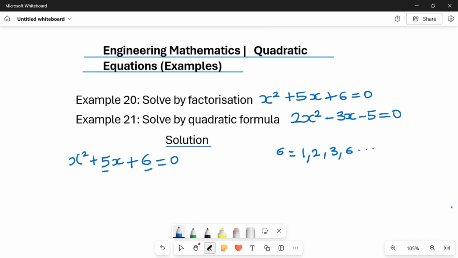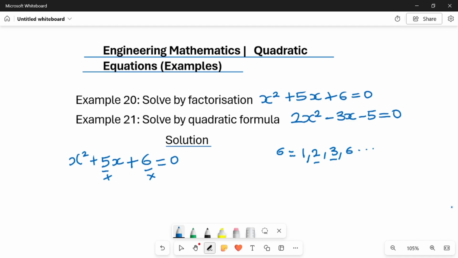Let's try 2 times 3. 2 times 3 will give us 6. When we times them, and then we get their product, we get 6. And 2 plus 3 give us 5. When we add them, we get 5. So we can say our factors are 2 and 3. See? Did you get the concept?